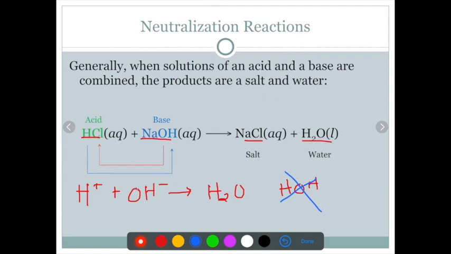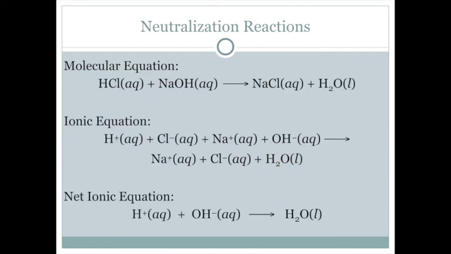And then the salt is just the cation and the anion from the acid and base. So it just depends on what acid and base we have. So you should be able to do the same thing that we were doing with the precipitation reaction. If you're given two reactants, you should be able to figure out what the products are by doing the cation switching anions. And then you can do the ionic equation as well, and then the net ionic equation.